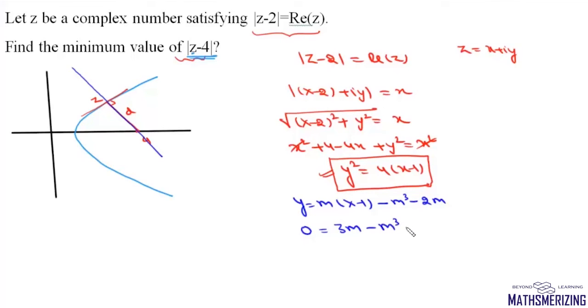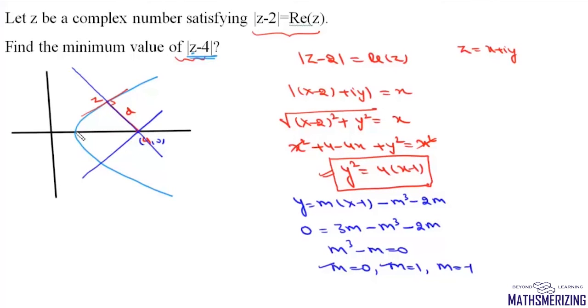So it'll be 0 equals 3m minus m cube minus 2m. So it'll be m cube minus m equals to 0. We'll get 3 values of m. Either m is 0 or m is 1 or m is minus 1. Now 3 normals can be drawn from this point 4, 0. We need to find shortest distance from this parabola.